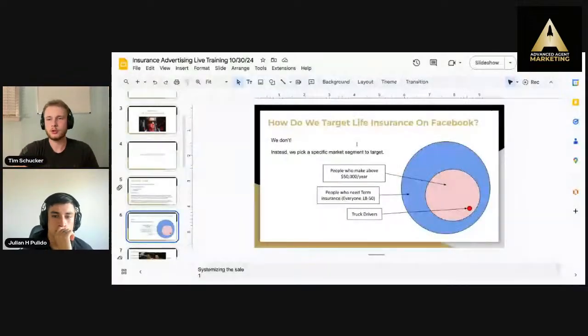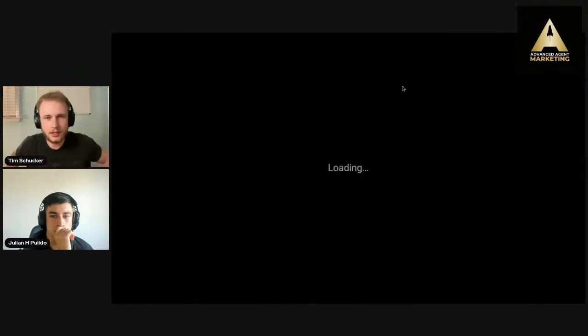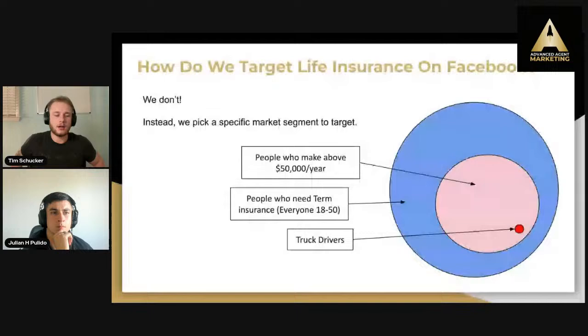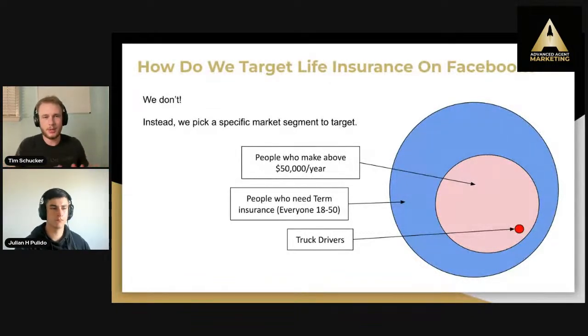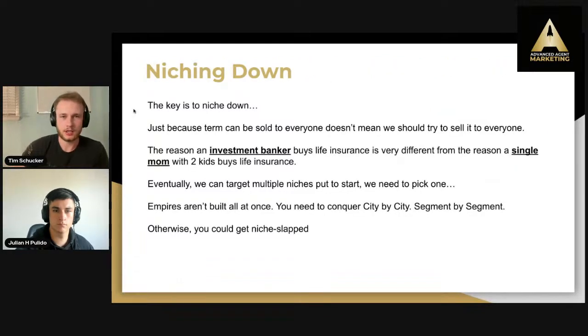Here we go. A good example of a niche to target would be truckers, right? I'm going to show you guys some examples of how this works as well. Cool. So again, you don't want to just go out and try to run ads of term insurance to everybody. You want to pick a niche, right? Same thing with IUL, and target a specific segment of the market, right? So again, the key is to niche down, right?